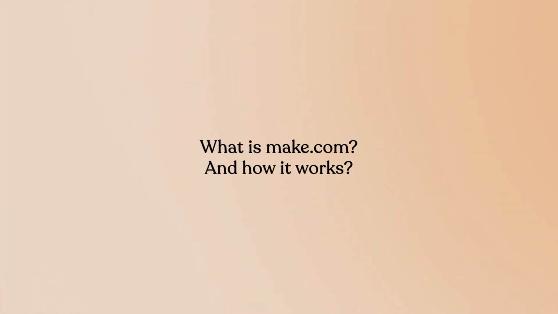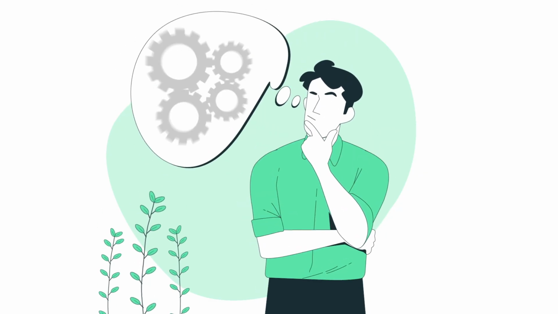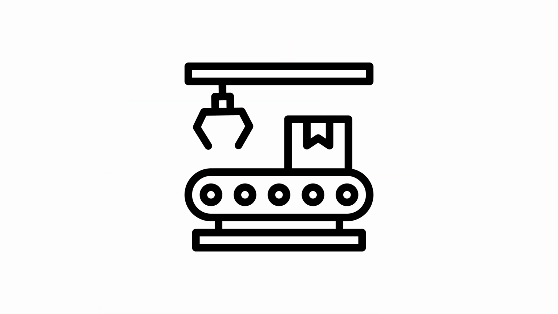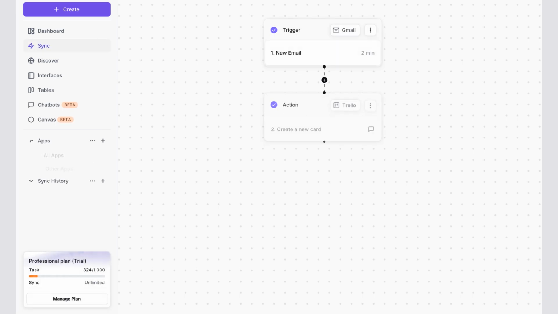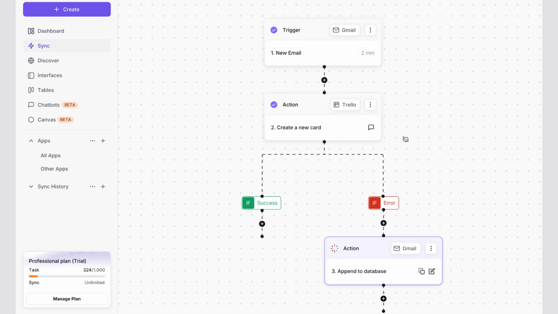What is Make.com and how it works? Here's the simplest way to think about Make.com. Imagine a digital assembly line. You set up the steps once, and every time a specific event happens, the whole line starts moving on its own. That's essentially what Make does.